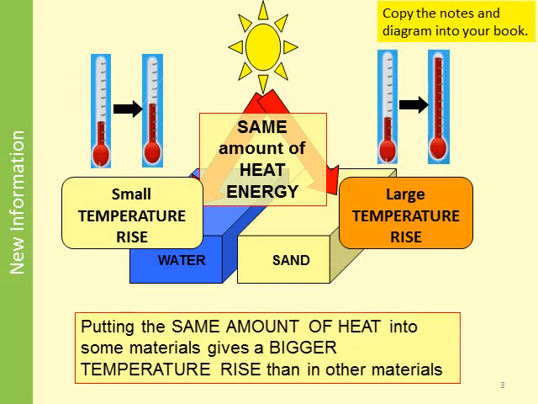So you put the same amount of heat into two different materials, water and sand, but the temperature rise is different. And this is all to do with the difference in the specific heat capacity of water and the specific heat capacity of sand. The water has a larger specific heat capacity than the sand, so it takes a lot more energy to heat up the water to the same temperature as the sand.